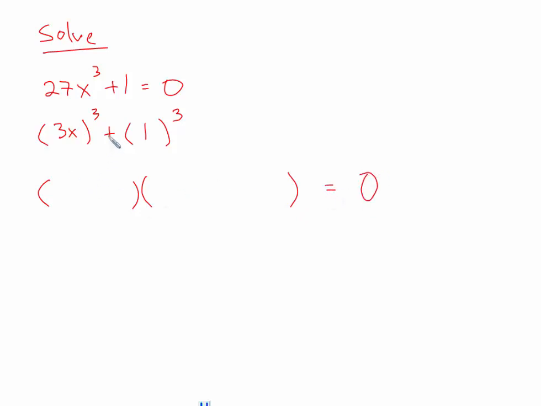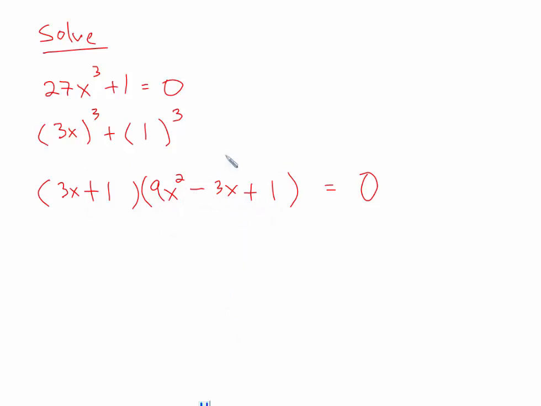So we end up with, use SOAP, same, opposite, always positive. So we end up with 3x and 1. To get this term right here, we square this, we get 9x squared. To get the middle, multiply these, 3x. To get the last one, square it, you get 1. So we have 3x plus 1 right here times 9x squared minus 3x plus 1.